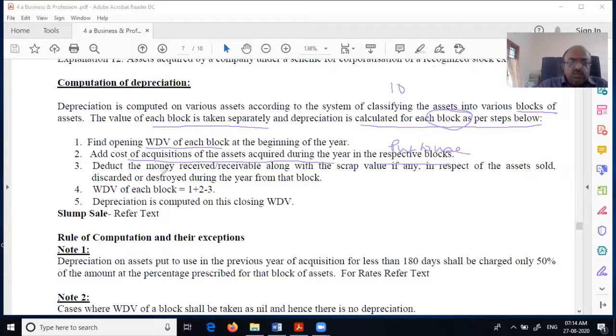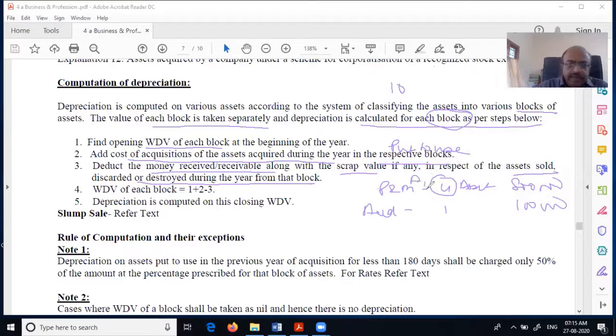Now, this is where things go a little different. Deduct money received or receivable along with the scrap value, if any, in respect of the asset sold, discarded, or destroyed during the period. For example, suppose in plant and machinery there are four assets valued at say 8 lakhs. Out of that, again you purchased one asset which was valued at 1 lakh.